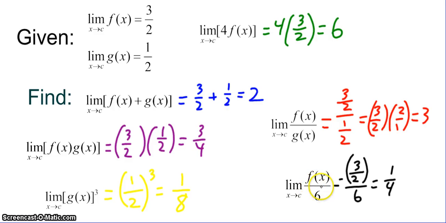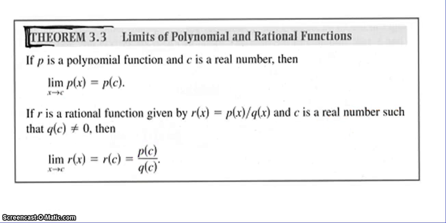And this is another version of the scalar. It's the same as multiplying by 1/6. So 3/2 over 6 is 1/4. Alright, next, theorem 3.3, limits of a polynomial and rational functions. If p is a polynomial function and c is a real number, then the limit as x goes to c of p of x is p of c.